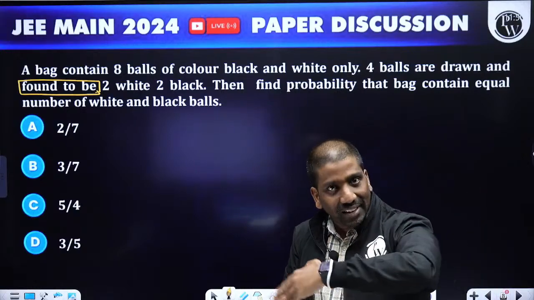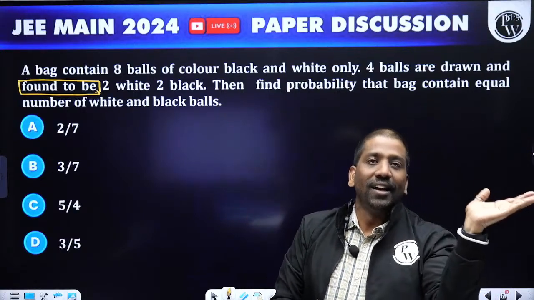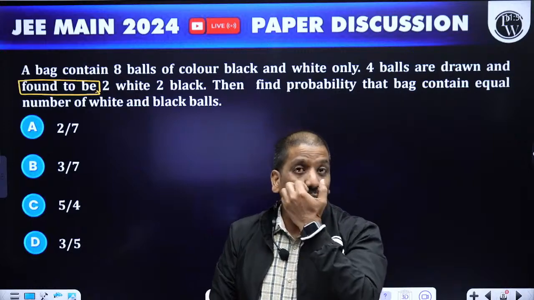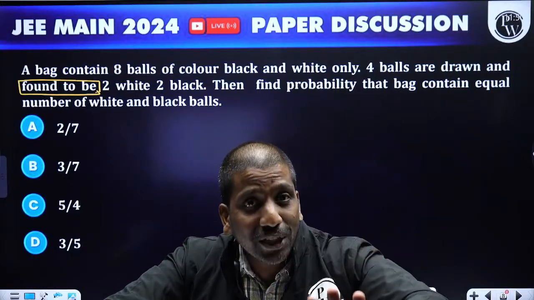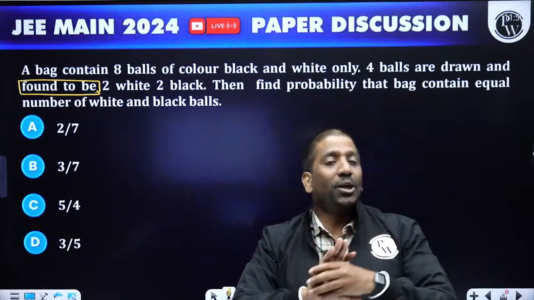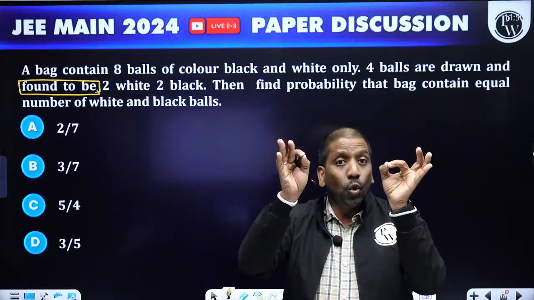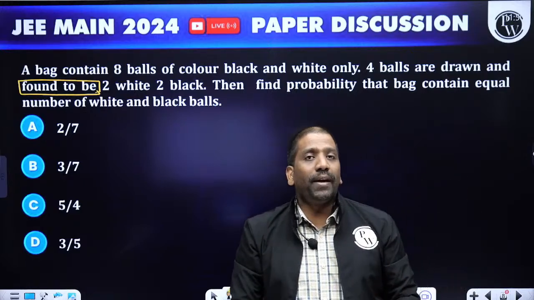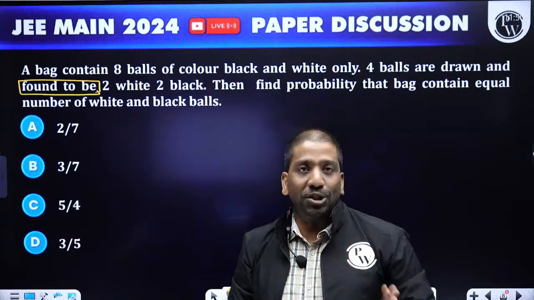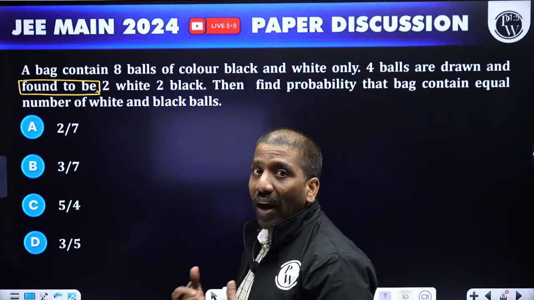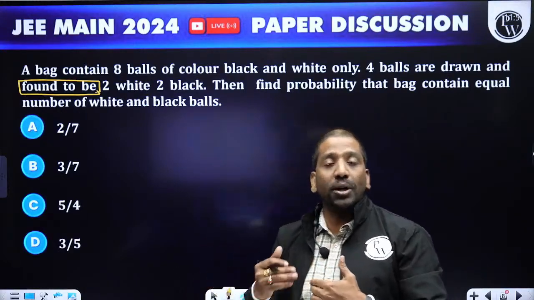So already the action happened, then we are finding a probability for the previous action. So that means reverse probability. Then it is nothing but Bayes theorem application. So that means it's a conditional probability, that is what we need to recognize. Found to be, it has already happened, so going back. So it's a Bayes application, not a direct question.